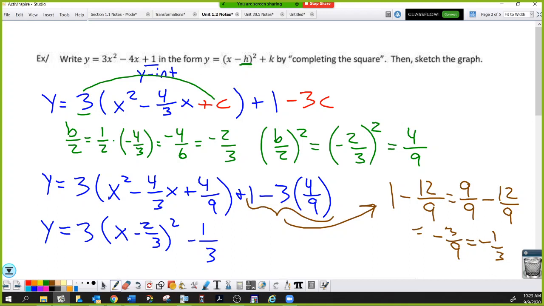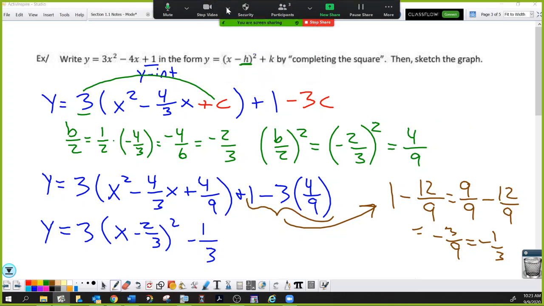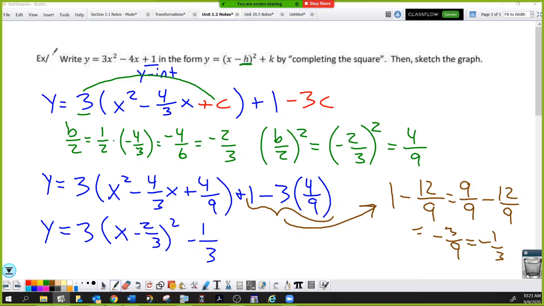They want us to sketch this graph. We know where the vertex is, which means we also know the axis of symmetry. We also know that this thing points up because the 3 on the front is positive. Remember, positive people smile. And I just realized I don't know what camera my gentlemen are looking at, so let's make it so that they can see me better. There we go. So we know vertex, which means we know axis of symmetry, we know y-intercept, we know it points up. That's enough.